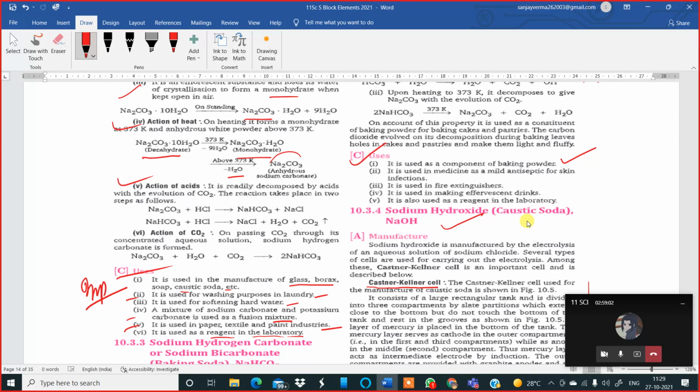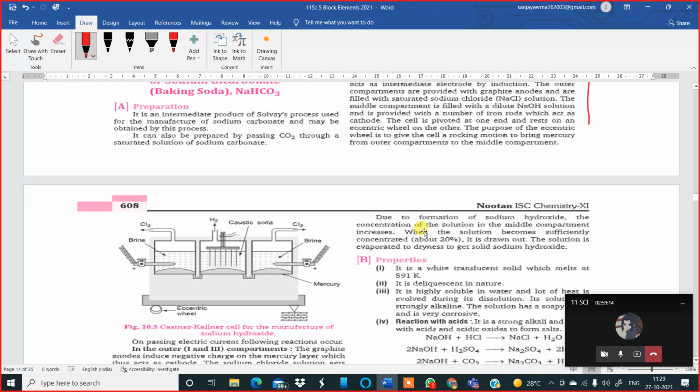That will relieve the pain because it is an antiseptic. It is used in the fire extinguishers. It is used for making effervescent drinks. It is used as a reagent in the lab. Okay, so these were the preparation and uses of sodium bicarbonate. Now, sodium carbonate I've already discussed in the previous class.